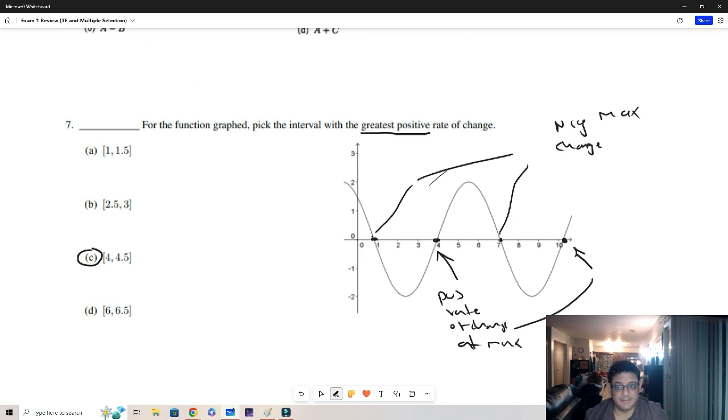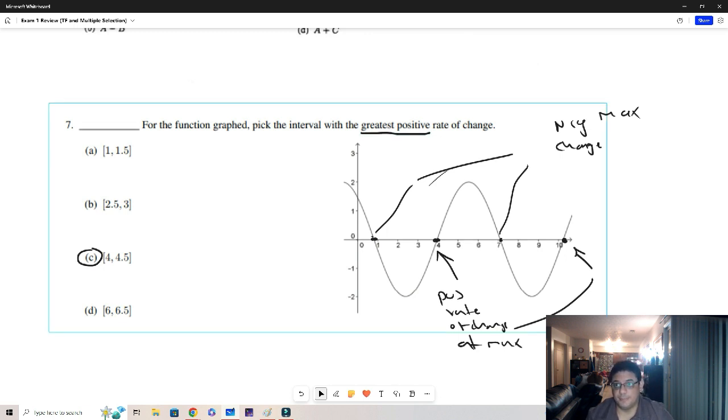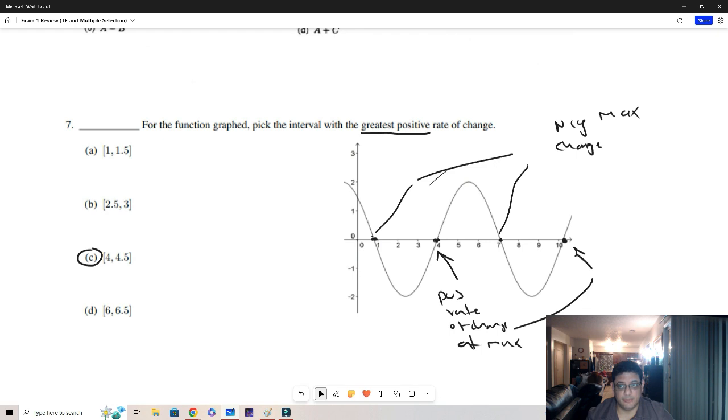If it were the greatest negative, then notice that this is 7, so this one is not going to be. The greatest negative is going to occur between 1 and 1.5. Alright, so that concludes this first part on multiple selection and true and false questions.